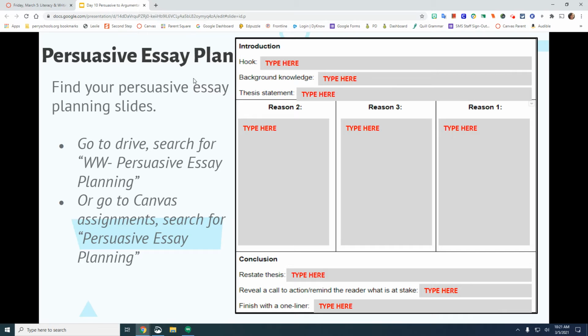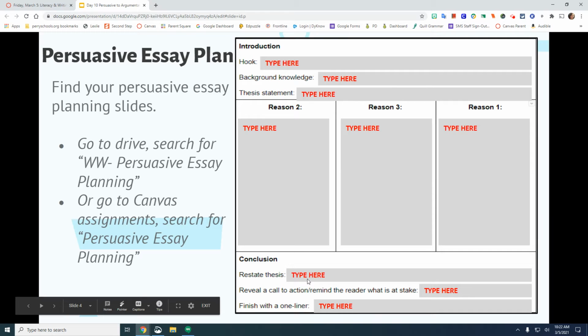So this is what you had before for the persuasive essay. You have a hook, background knowledge, thesis, reason 2 with 2 details to support it, reason 3 with 2 details to support it, and reason 1 with 2 details to support it. Then you restate your thesis. That means you take your thesis from up here, put it in different words, but make sure it means the same thing, and rewrite it down here.